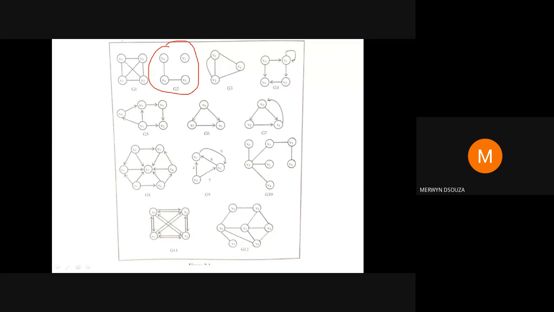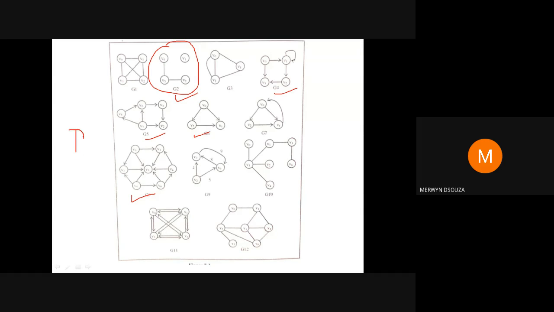So in this slide here, the graphs G2, G4, G5, G6 and G8 are not having any cycles. You can check later. These graphs are not having any cycles, so these are known as acyclic graphs. Whereas the other graphs that are present on this slide are having at least one cycle, so they are known as cyclic graphs.